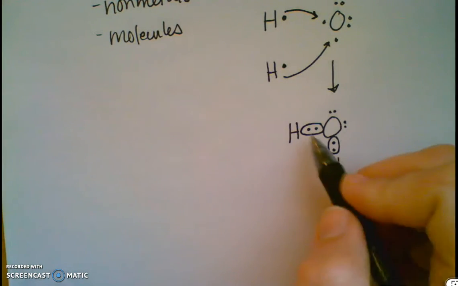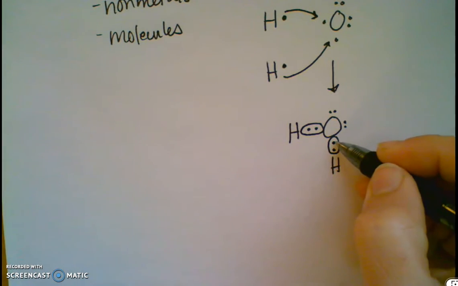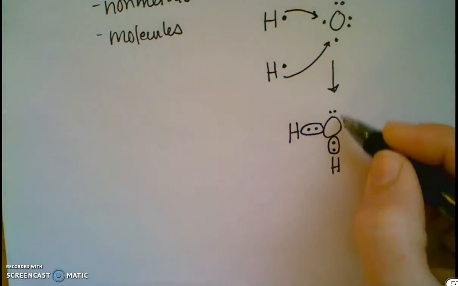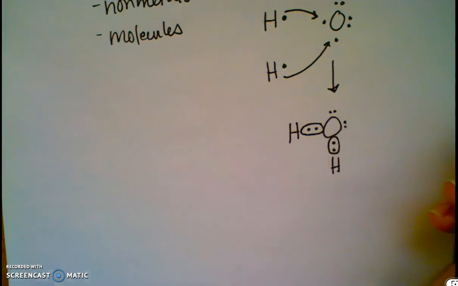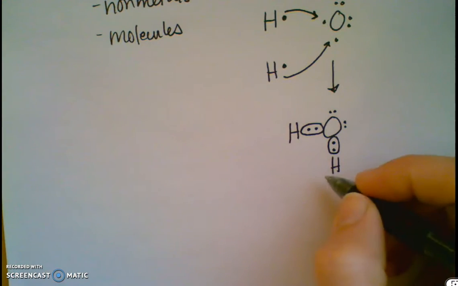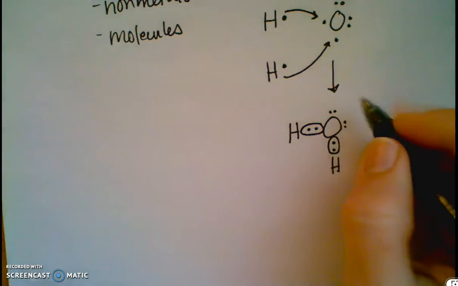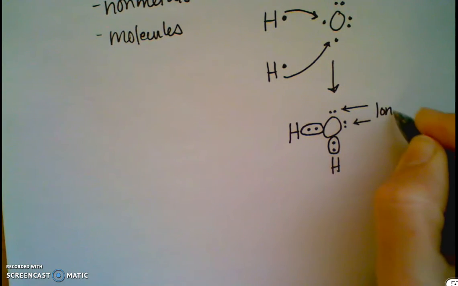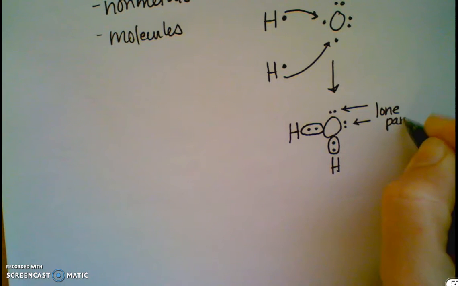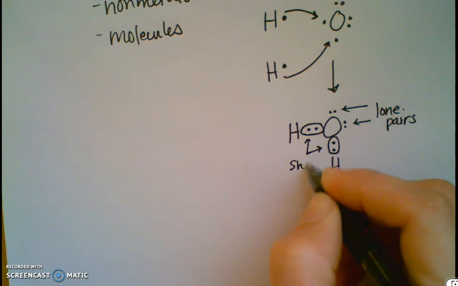And so if we count this, hydrogen needs 2. So 1, 2 for that hydrogen, good to go. We count this hydrogen needs 2, 1, 2, good to go. Oxygen needs 8: 2, 4, 6, 8. And as you can see, oxygen completes its octet rule and hydrogen completes its, I guess technically not octet rule, but its full shell. So these particular electrons here are called lone pairs. And these electrons here are called shared pairs.